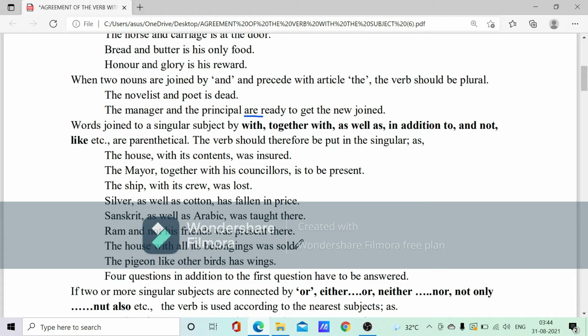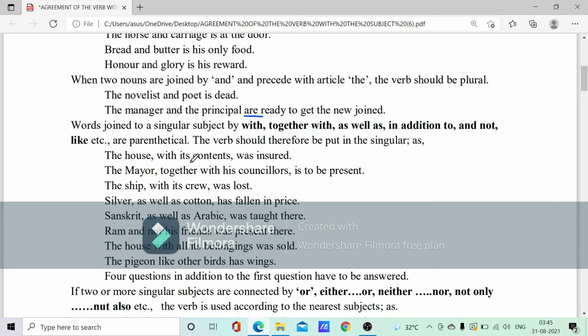Why? Because the nouns which come with these phrases, conjoining phrases, are exactly not the direct part of the subject. They come with the subject, but they are not the direct parts of the subject. And that's why you have to apply the verb according to the original subject, and that comes before these phrases usually. Right? Let us see some examples.